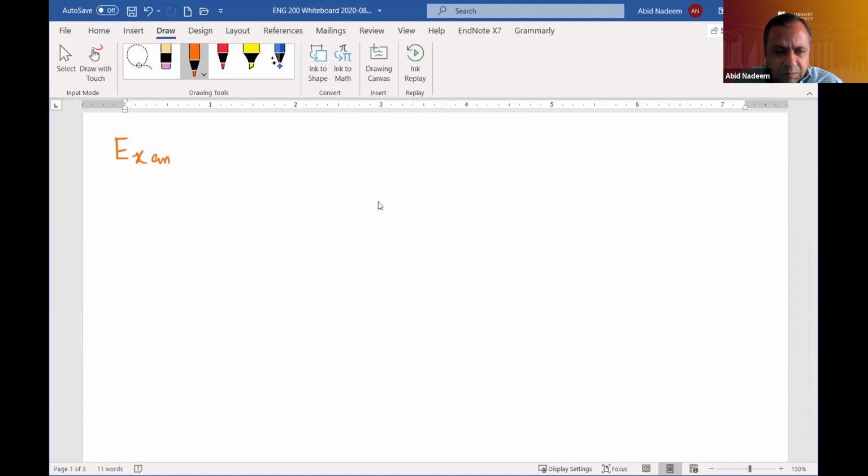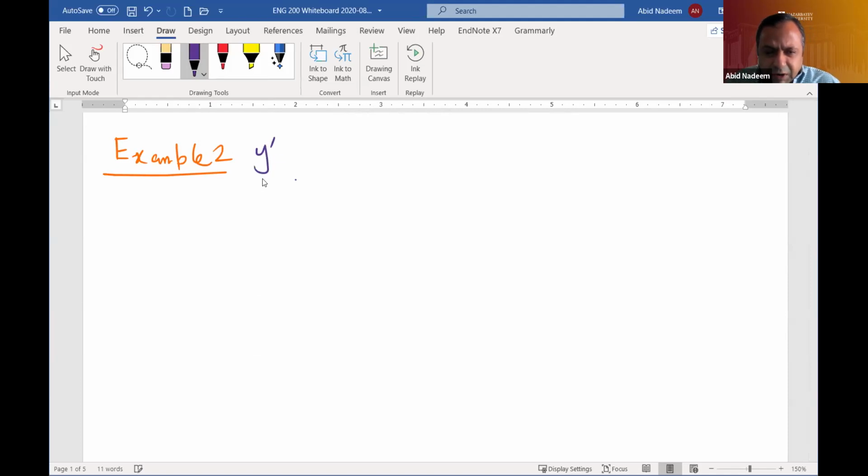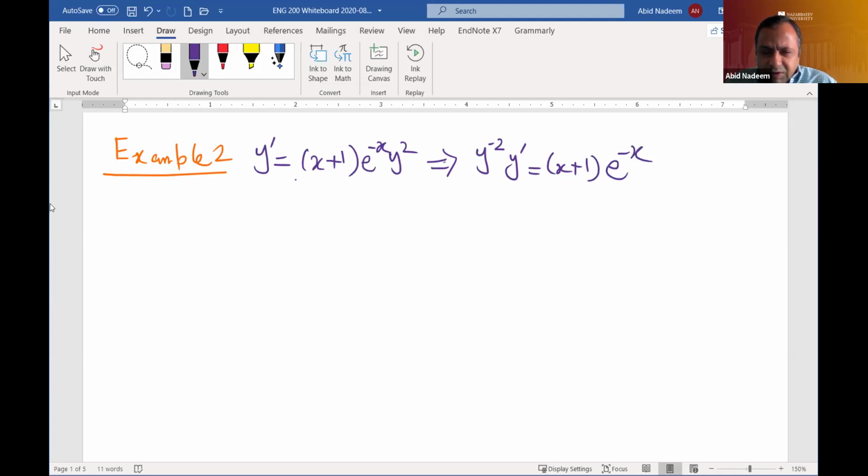Example 2: y prime is equal to (x plus 1) times e power minus x, times y square. This is an ordinary differential equation, so we can solve it by separating the variables. x plus 1 and e power minus x are functions of x, and y square is a function of y. So we take y square to the other side: y power minus 2 y prime is equal to (x plus 1) e power minus x. Now this is the equation in separable form.